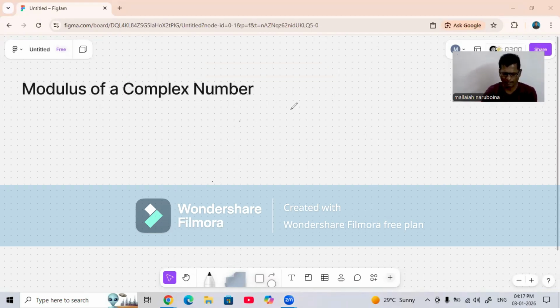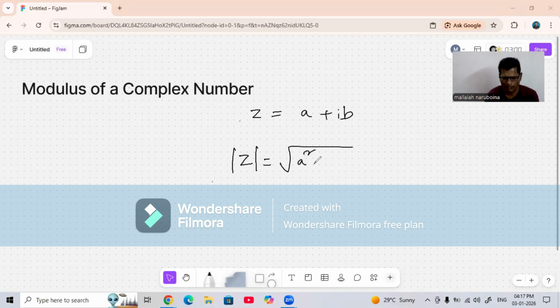Modulus of a complex number. Z is equal to a plus ib. This is a complex number. So we have to find the modulus of a complex number. The modulus of a complex number is written as modulus of Z, and it is the square root of a square plus b square.